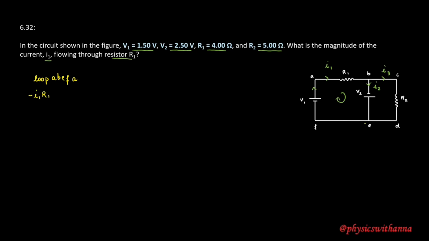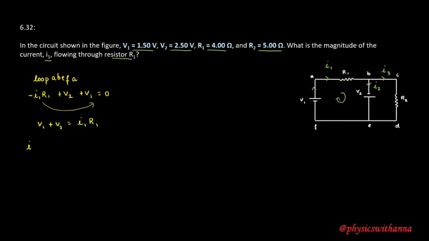Then from B to E, we first enter the negative terminal of the battery. So we take V2 to be positive. Then when we go from E to F and then from F to A, we are entering the negative terminal of the battery. So we write this as positive V1 equals 0. So let's move this to the other side to solve further. We get V1 plus V2 equals I1 R1.